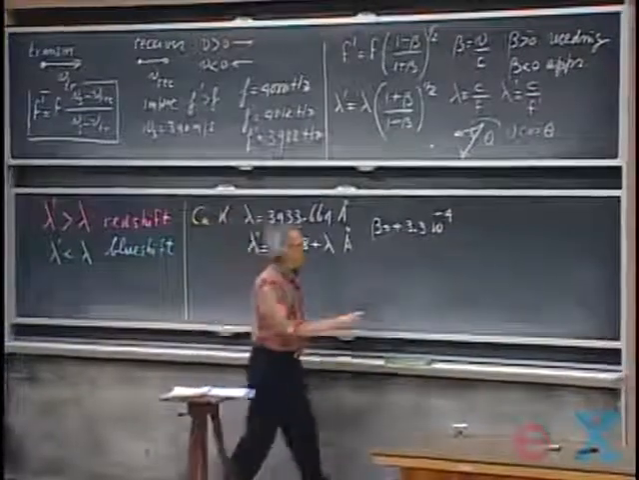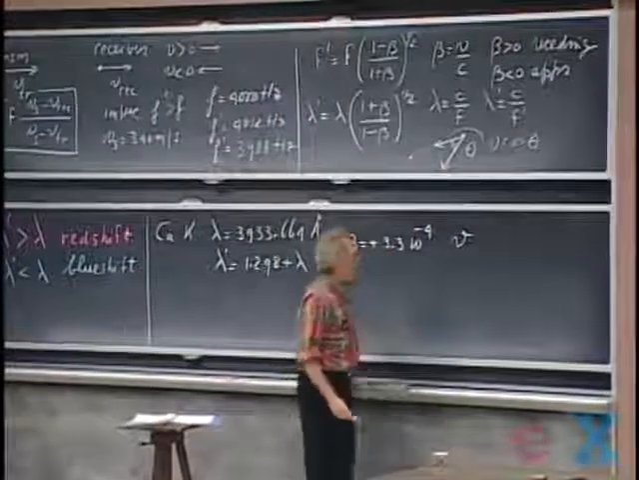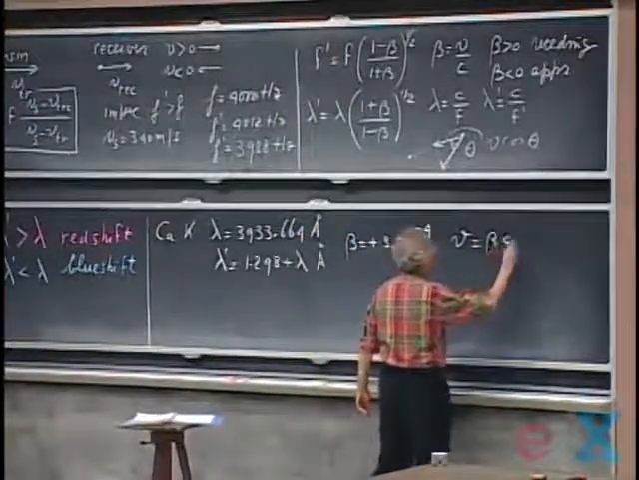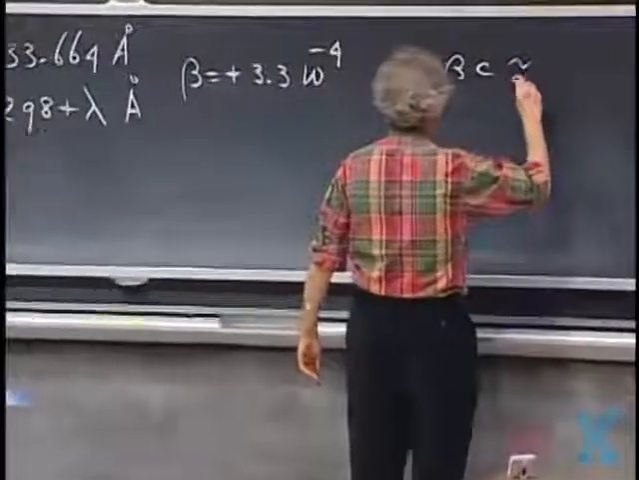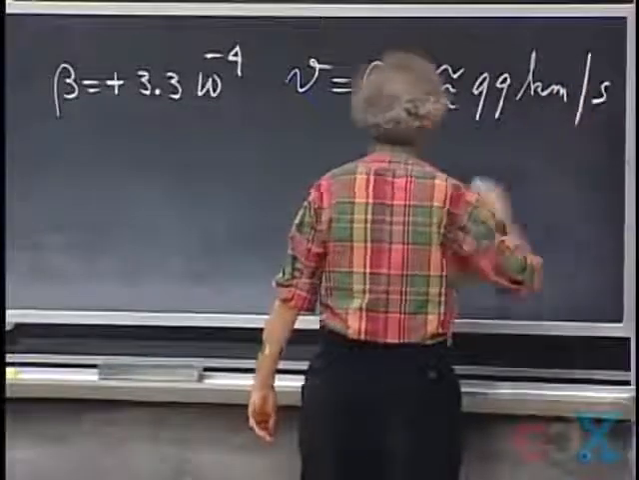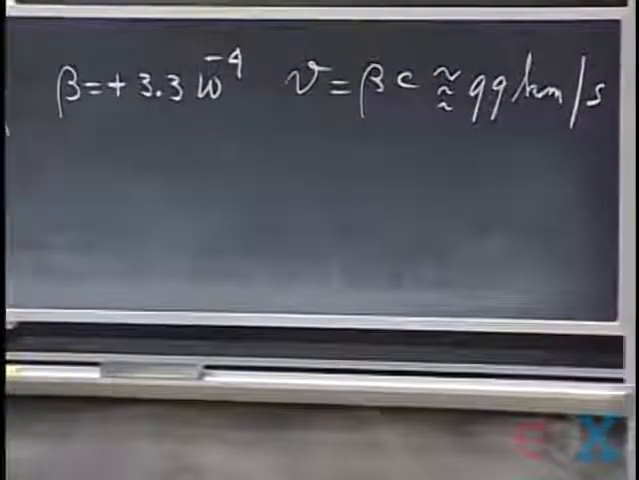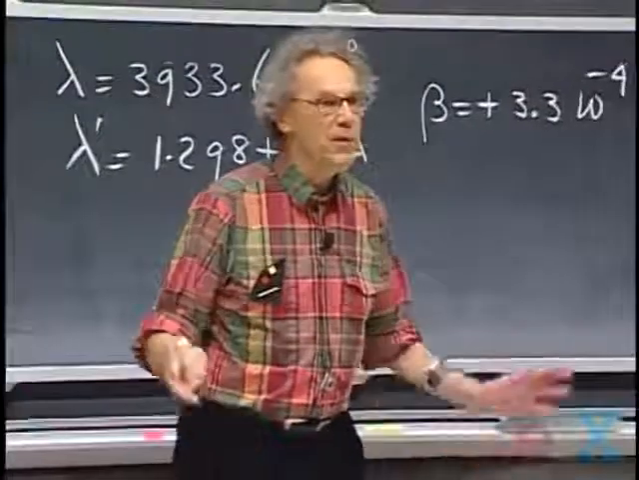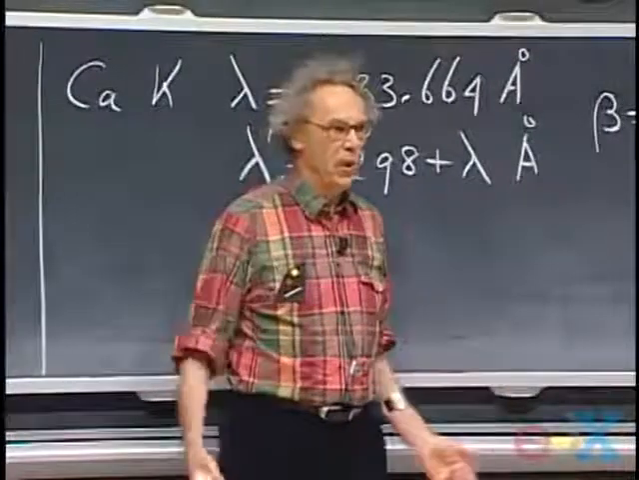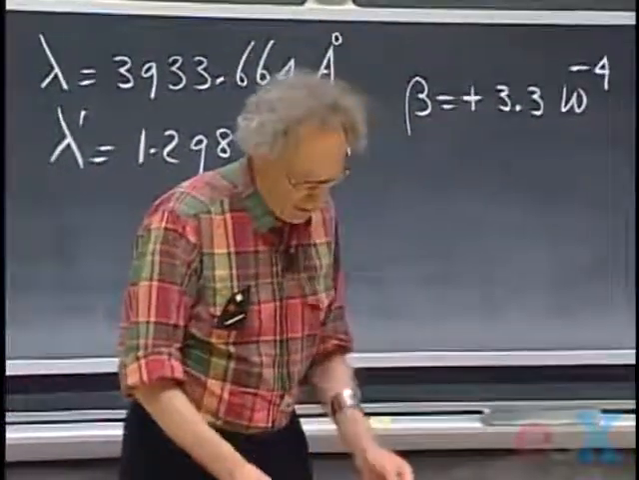And I find therefore that the radial velocity, I stress it as the radial component of our velocity, is then beta times c, and that turns out to be approximately 99 kilometers per second. So I have now measured the relative velocity, the radial velocity between the star and me, and the question whether the star is moving away from me or I move away from the star is an irrelevant question. It is always the relative velocity that matters.